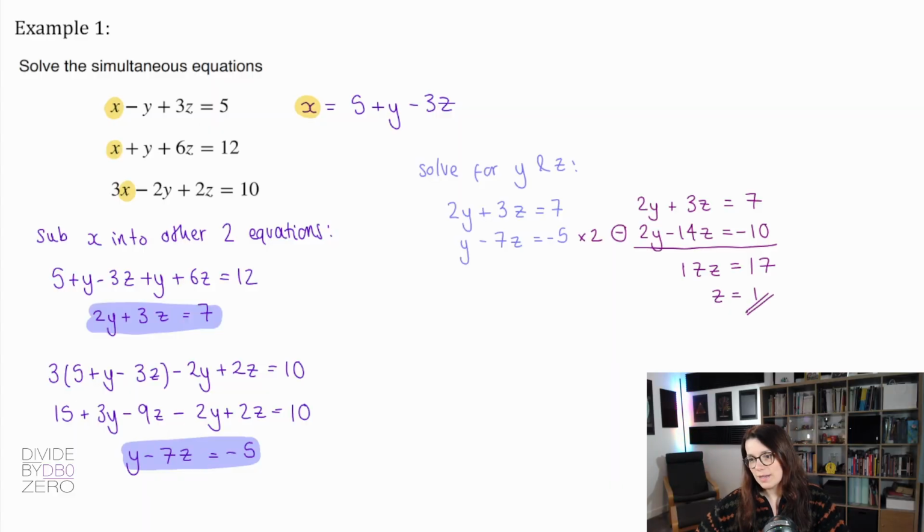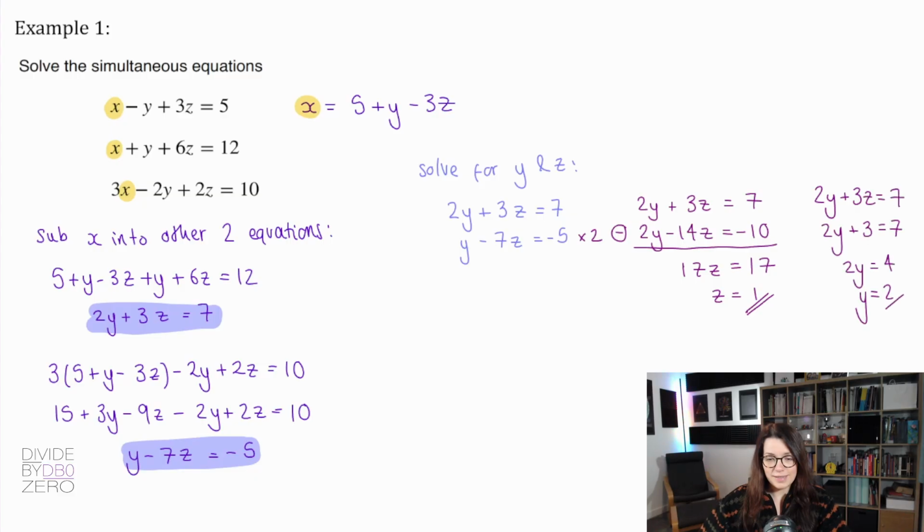I can then sub into 2y plus 3z equals 7, replace the z with 1, and solve for y. Now we know that, we can sub y and z into the original x equation. X equals 5 plus y minus 3z means x will be 5 plus 2 minus 3. X equals 4 in this case.